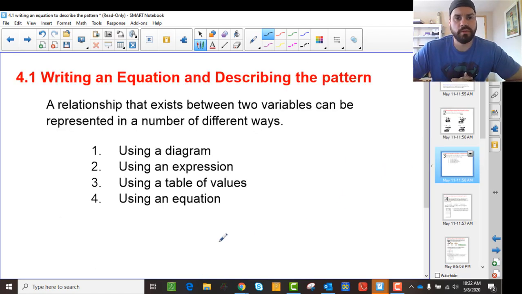So then what we want to be able to do is actually take a relationship and write an equation. So we know that we can get a relationship. How do we do that? Okay. So we're going to look at a couple of different ways to do that. You can represent the relationship using a diagram, like a graph. You can use an expression, which is what we just looked at, an equation, or a table of values.